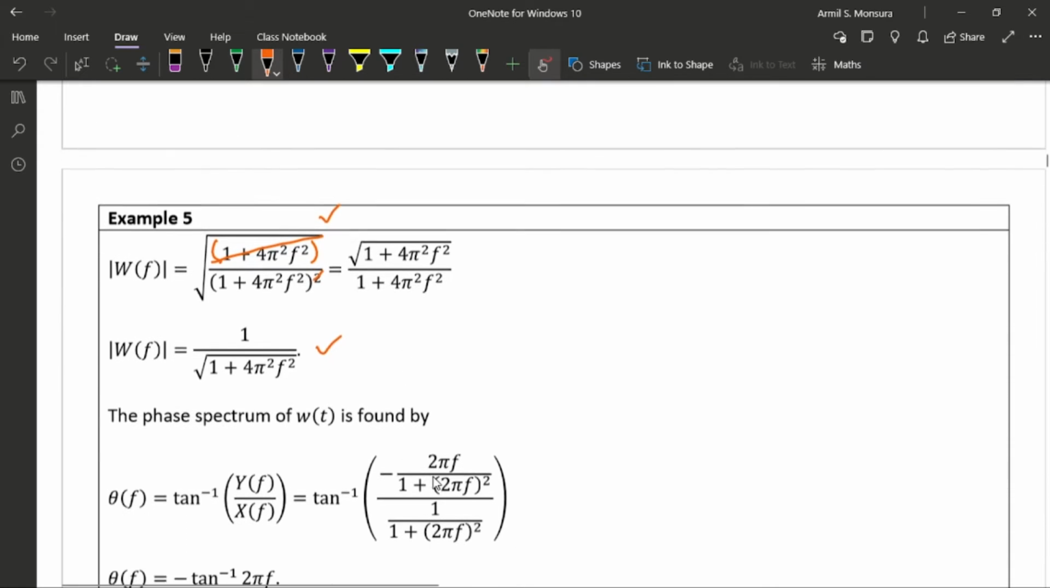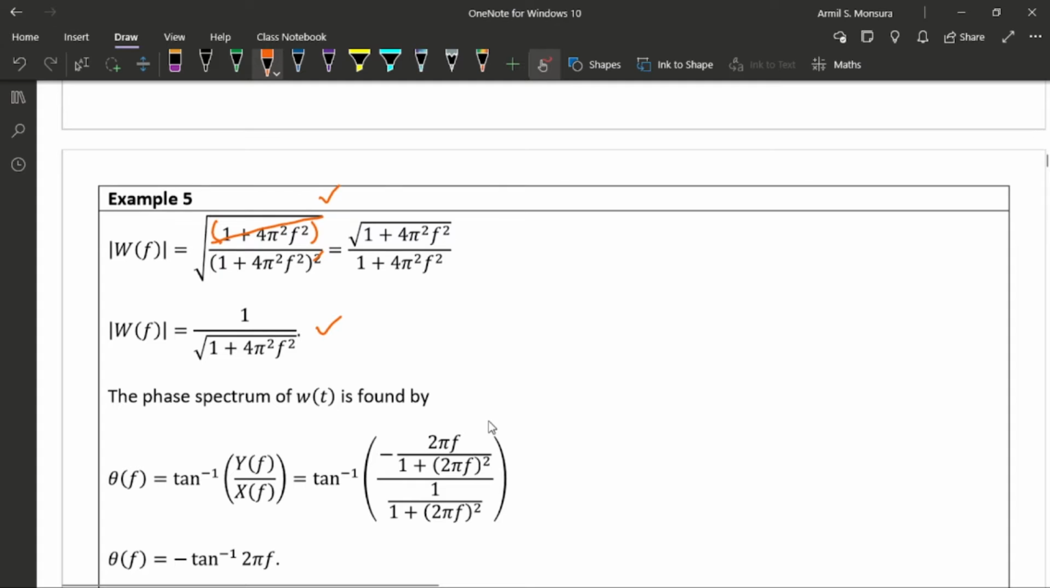While the phase spectrum would be given as the arctangent of the ratio of y and x. Since this is their ratio and the denominators here are the same, this is simply negative 2 pi f, or arctangent of negative 2 pi f, or simply negative arctangent of 2 pi f.